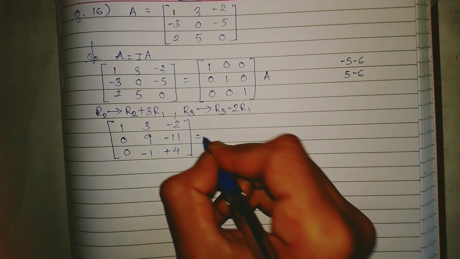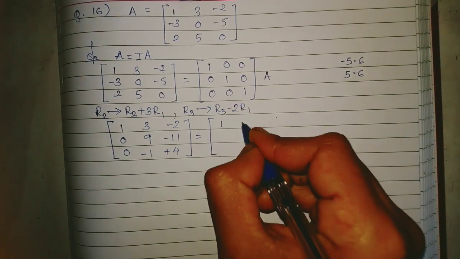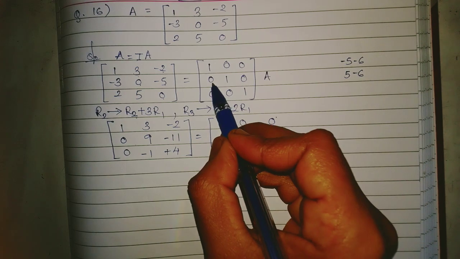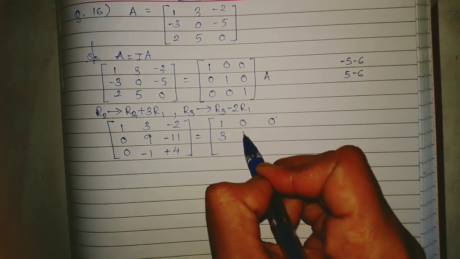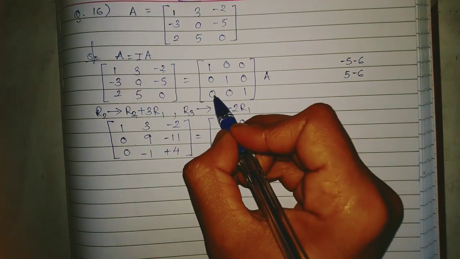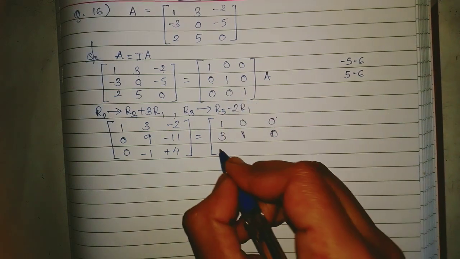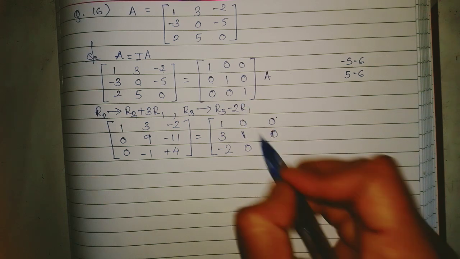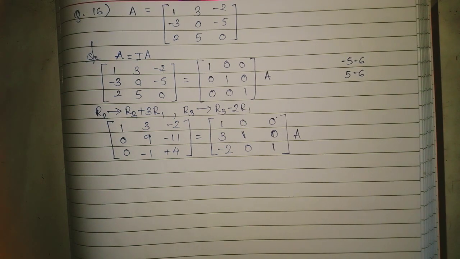Okay, same operations we have to carry out here also. So R1 remains same, R2 plus 3R1, so 3, R2 1 2 1 0, then 0 minus 2R1, minus 2 0 1.